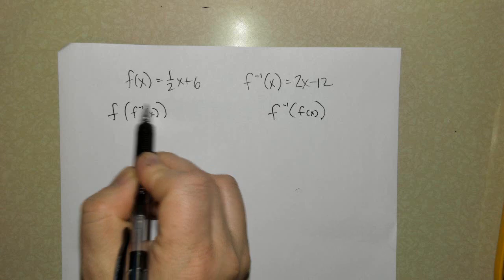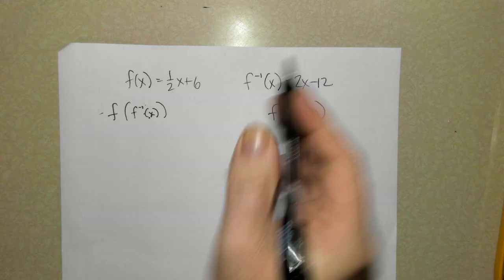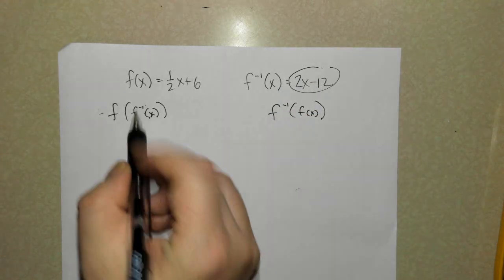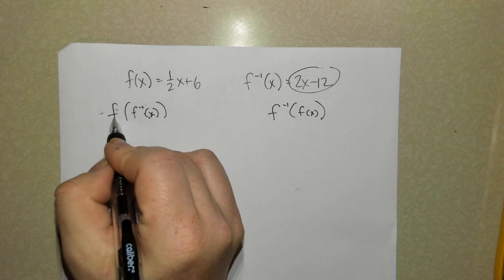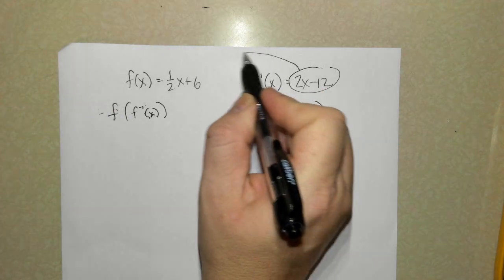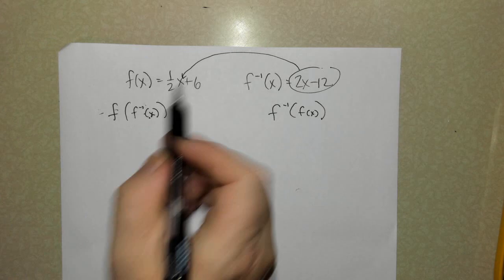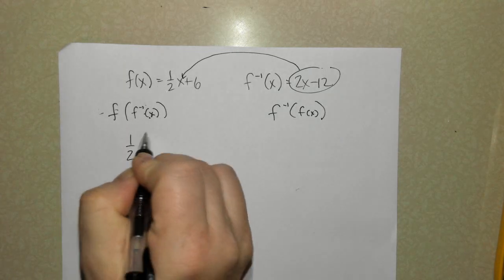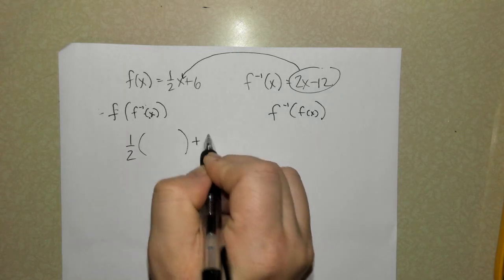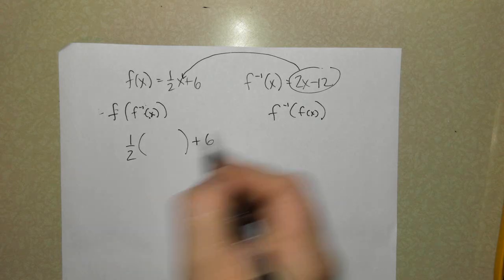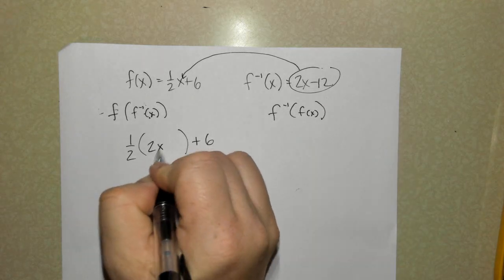The inverse of x, start on the inside and work to the outside. The inverse of x is right here. And I'm going to plug it into the outside, which is f. So wherever I see the variable x, I'm substituting it in. So I'm going to write down 1/2, not an x, plus 6. Leave a blank spot there, and I'm going to replace it with 2x minus 12.